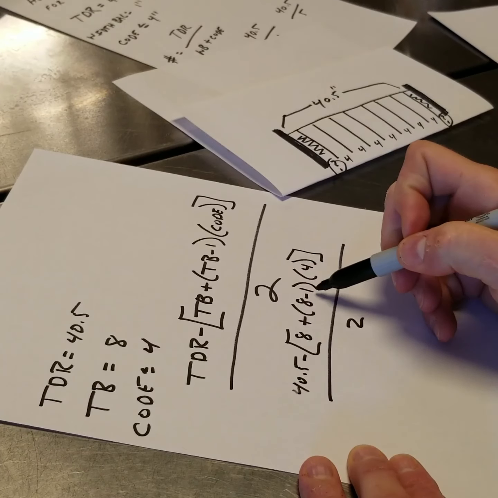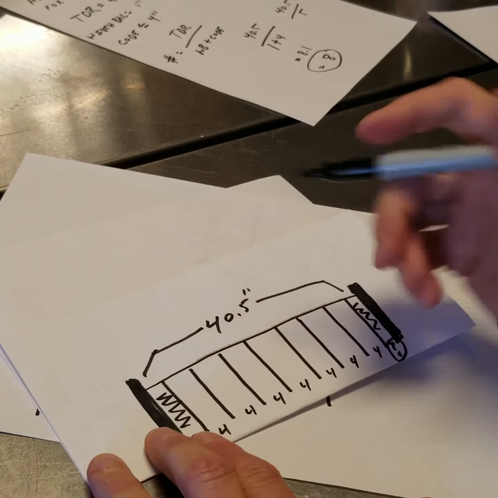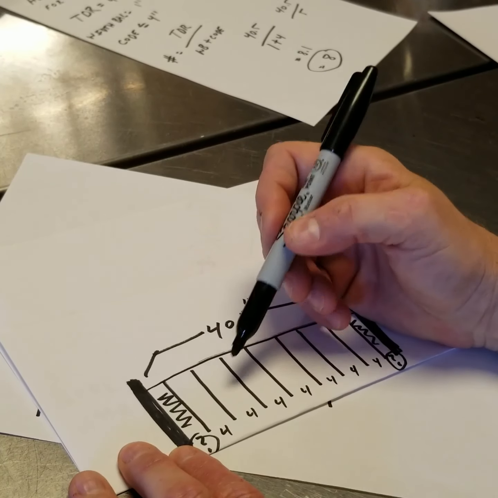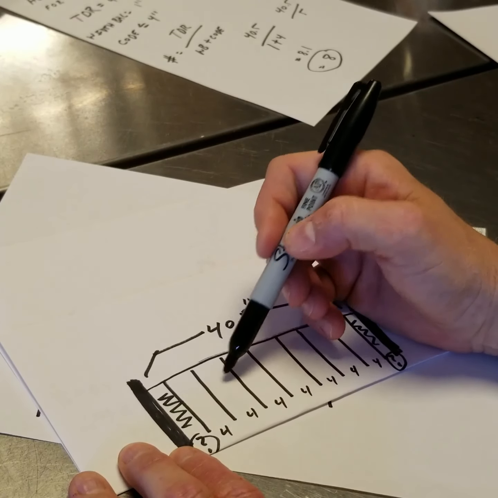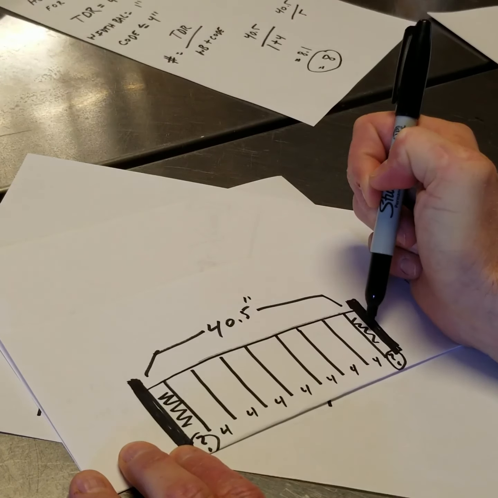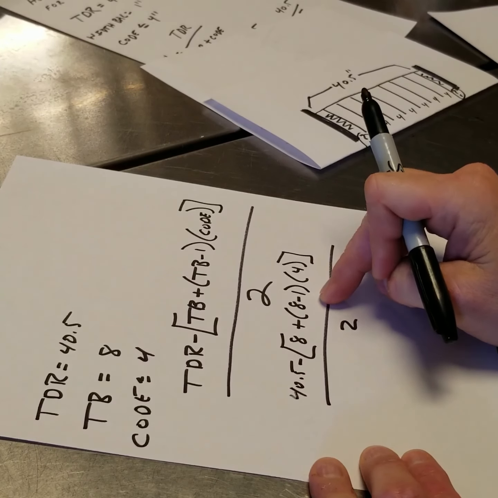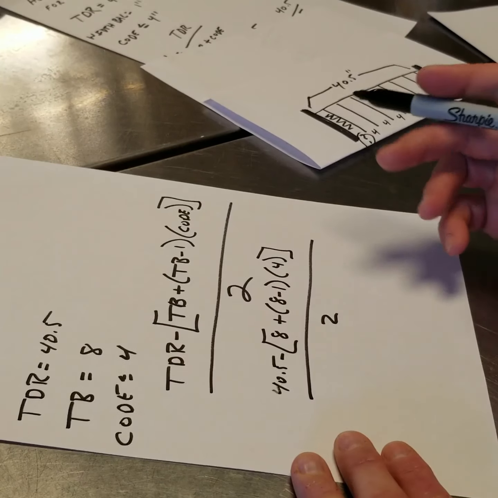Now the reason we've got the minus 1 is because with this spacing, you notice something: you're always going to have one more space than you do balusters. So 1, 2, 3, 4, 5, 6, 7, 8, 9 spaces. So you have to account for that with that minus 1. All right, so now lastly, we're going to go ahead and solve this.